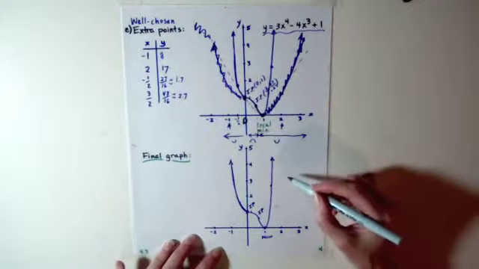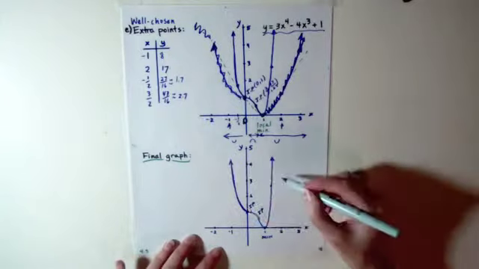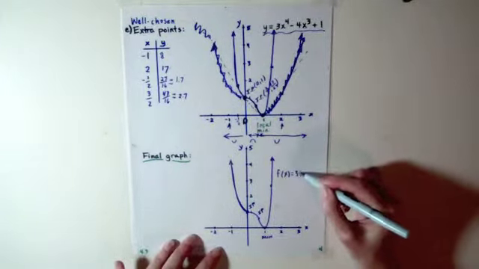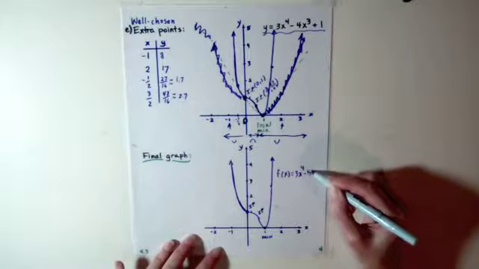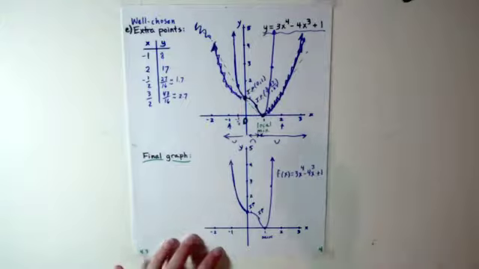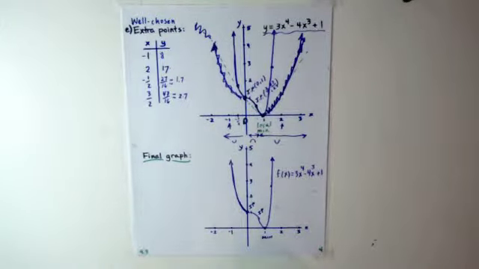So this would be my graph of the original function f of x is equal to 3x to the 4th minus 4x cubed plus 1. It's always nice to label your final graph. Okay, well, let's go ahead and we'll look at example 2.